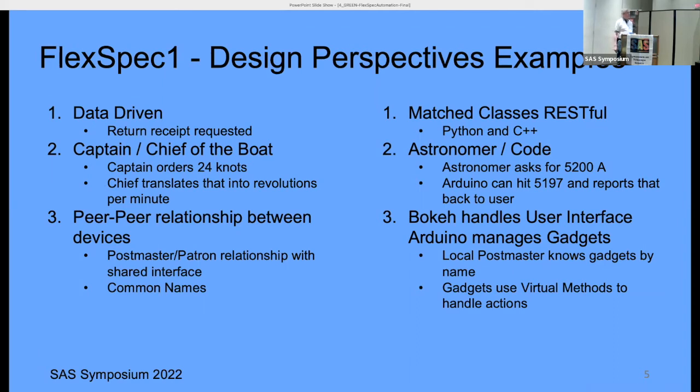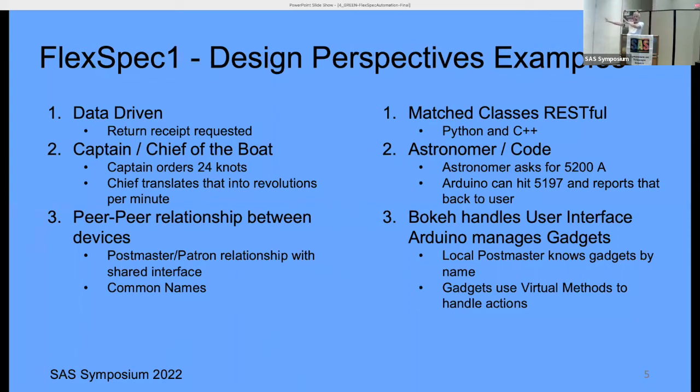From a design perspective, you'll notice I've got 2 columns up here. One is kind of conceptual, the one on the left. The one on the right is sort of a lot of jargon that says how we did it. We are data driven. We're not command driven, we're data driven. I make a statement, I'm the captain, I want you to go to 5,000 angstroms, and then that data goes over into the Arduino side of the house.